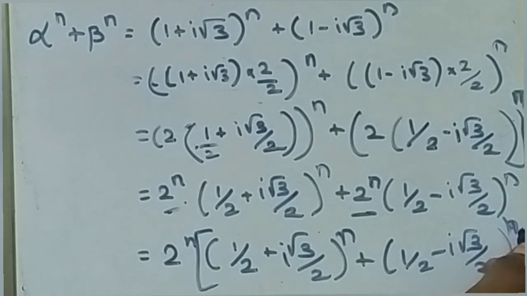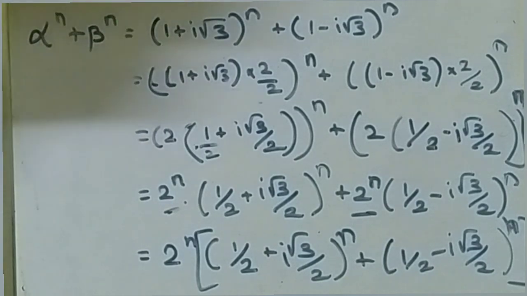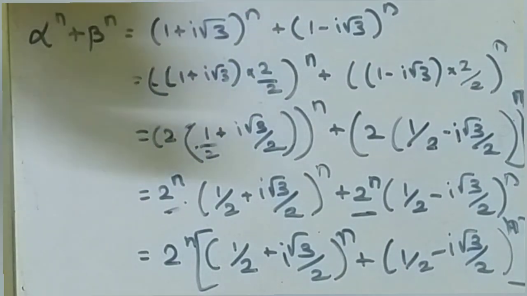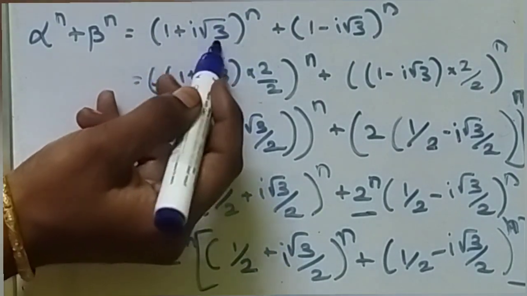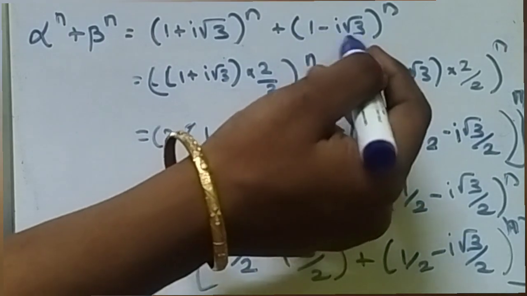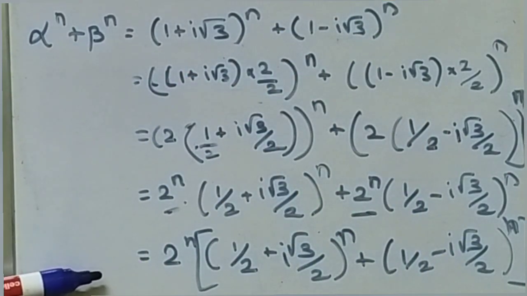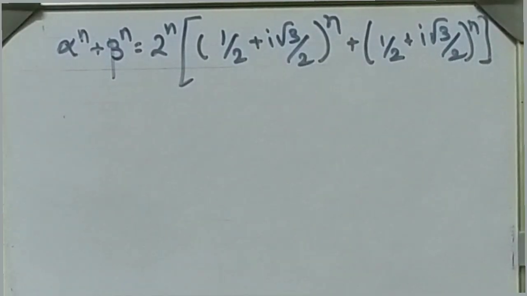Clear? Clear. So what have we done? We know the value of x. We separate the roots and put them in the given equation. What is it? Alpha power n plus beta power n, and we multiply and divide each term by 2. We take this term and multiply and divide it by 2, and we take this term and multiply and divide it by 2. So we get this. Shall we move to the next step? Yes.